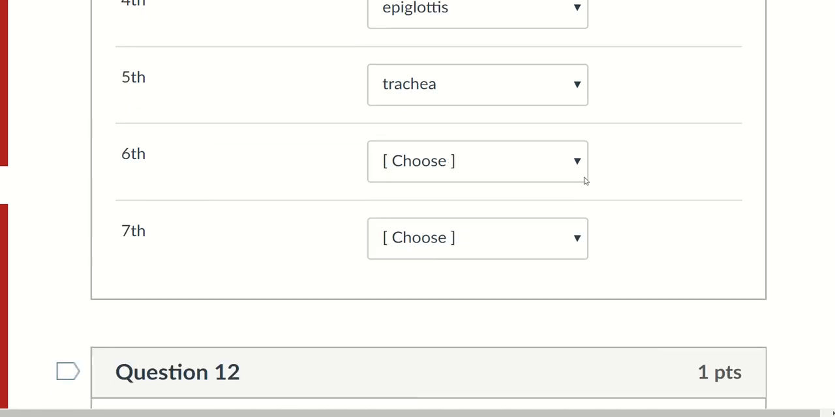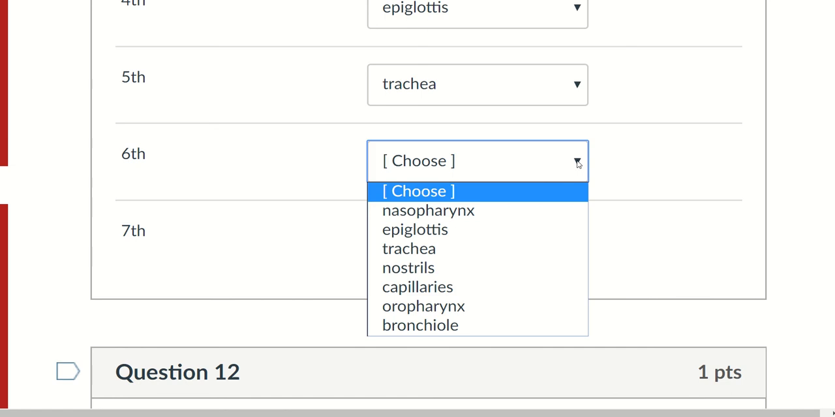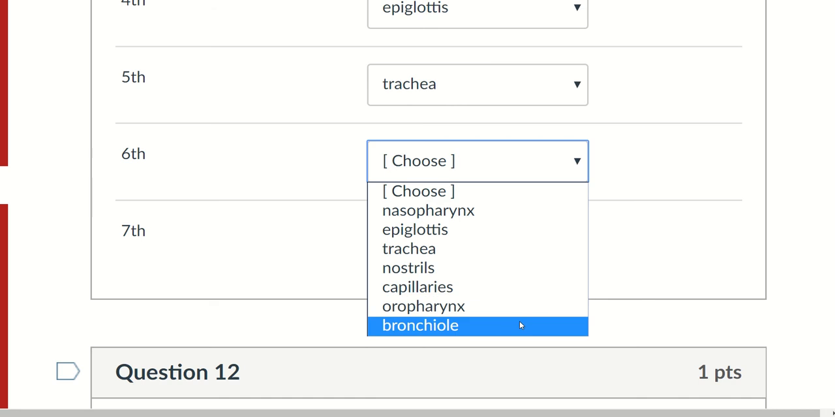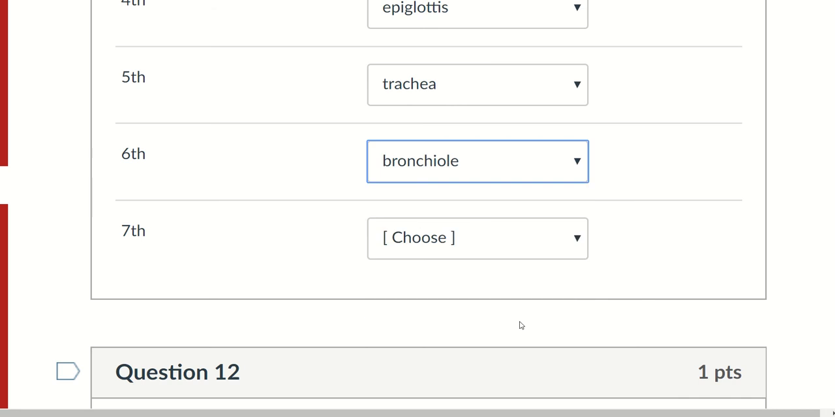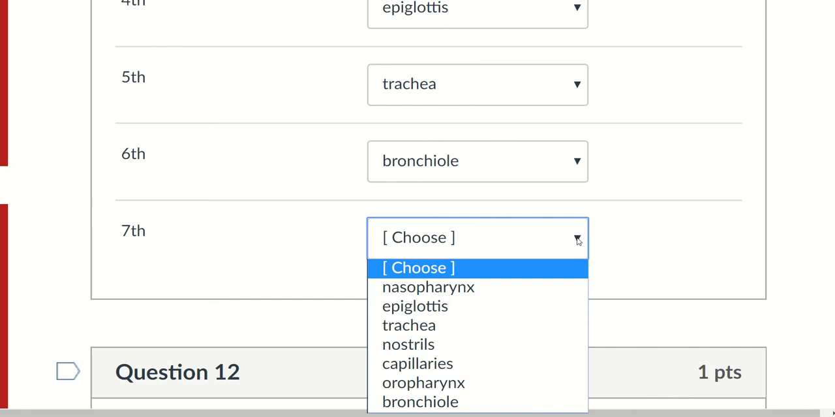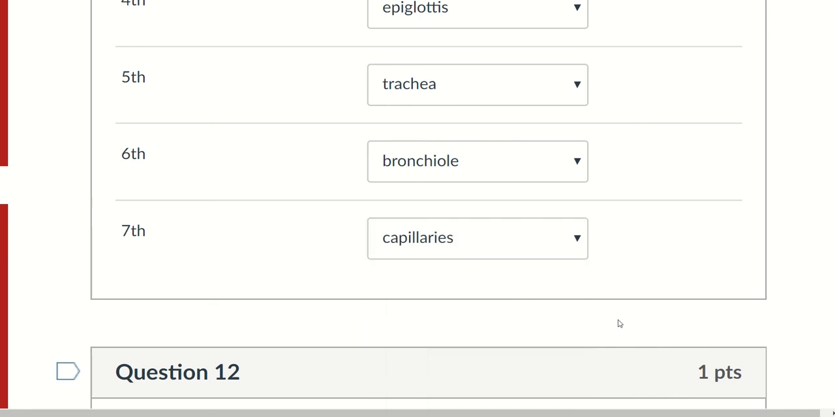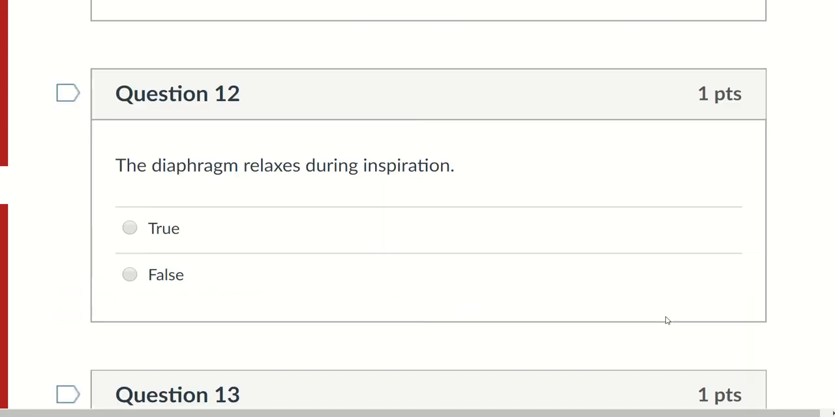The trachea splits into two bronchi, and when they get smaller and smaller, they're called bronchioles. Bronchioles end in the alveolar sacs, and the alveolar sacs are surrounded by the capillaries. All right, so you have to know the full tracing in order to get the abbreviated tracing. All right, next student, number 12.